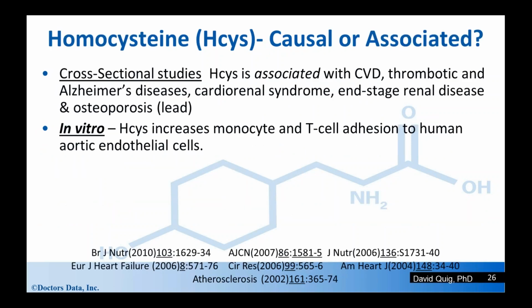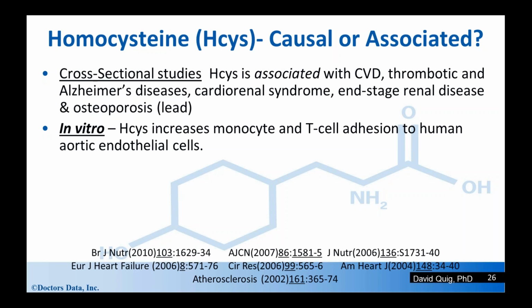Now, the question has become, is homocysteine simply associated with cardiovascular disease, or is it in fact causal? And certainly cross-sectional studies have shown that homocysteine is associated with cardiovascular disease, thrombotic disease, Alzheimer's disease, cardiorenal syndrome, end-stage renal disease, and osteoporosis. And back to our oxidative stress and lead, anytime you hear the word osteoporosis, think about accelerated or extensive release of the huge bone lead stores into the soft tissues. And we see this a lot with peri and menopausal women, where we have decreased bone density and release of those vast bone lead stores.